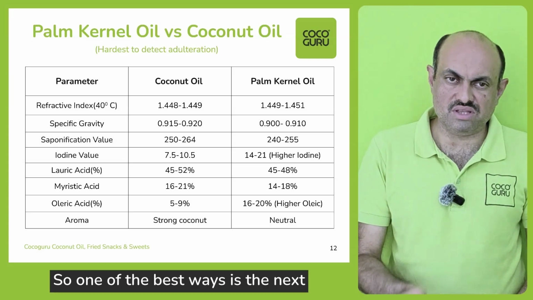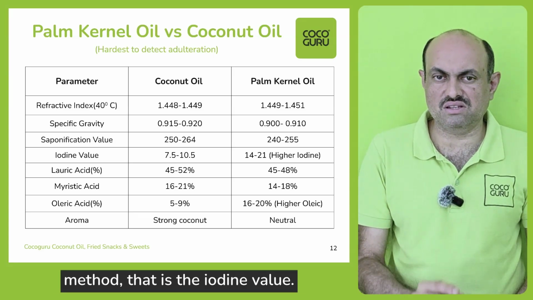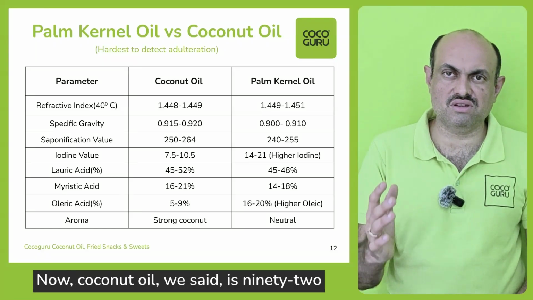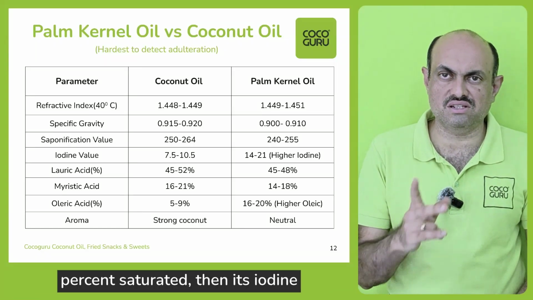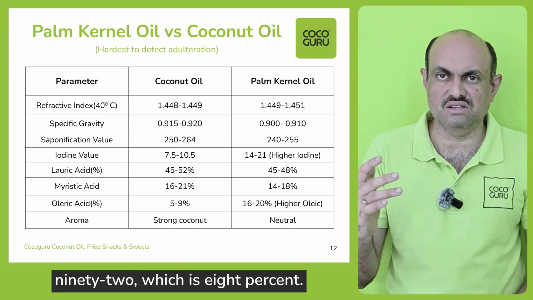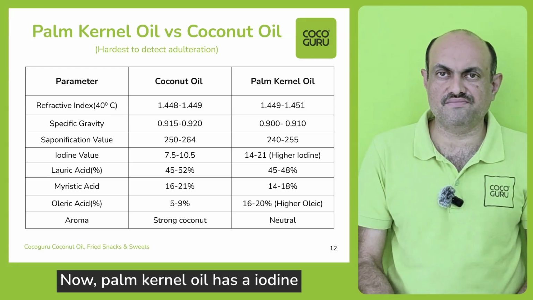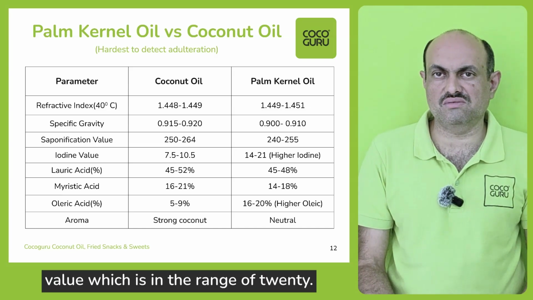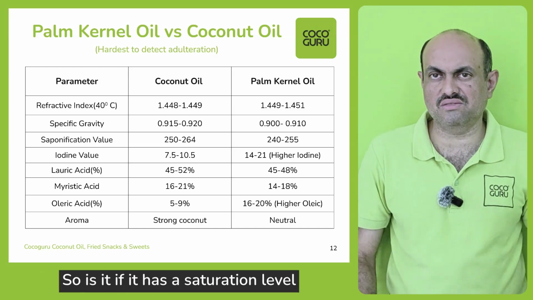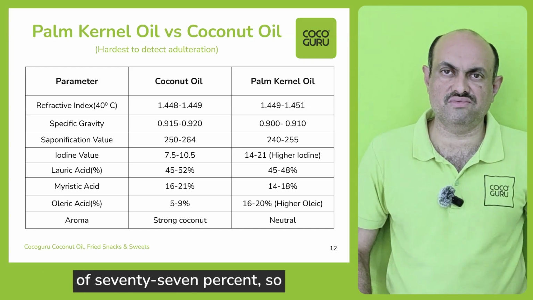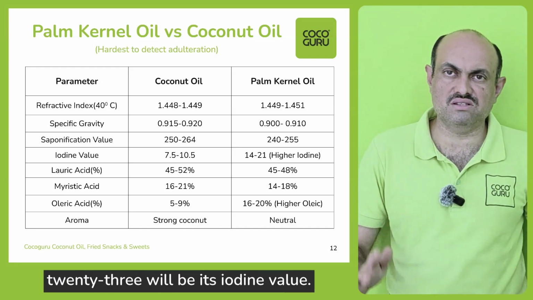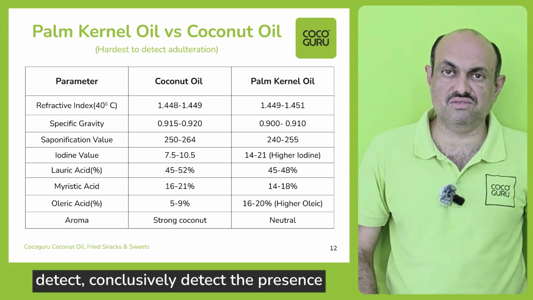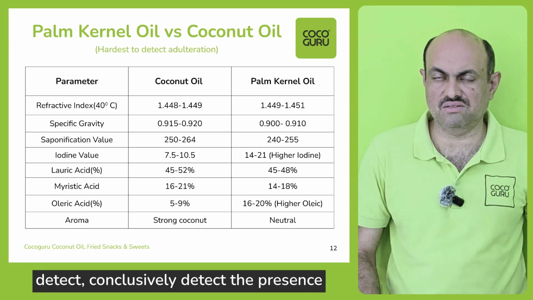One of the best ways is the next method, the iodine value. Iodine value measures the degree of unsaturation in an oil. Coconut oil, as I said, is 92% saturated, so its iodine value is 100 minus 92, which is about 8. Palm kernel oil has an iodine value in the range of 20. I said it has a saturation level of 77%, so 23 will be its iodine value. This is one of the best ways to conclusively detect the presence of palm kernel oil.